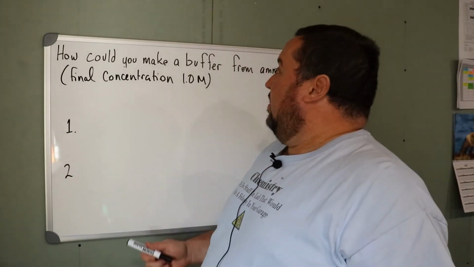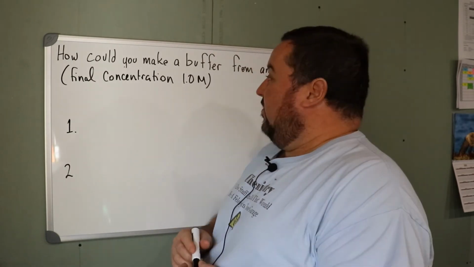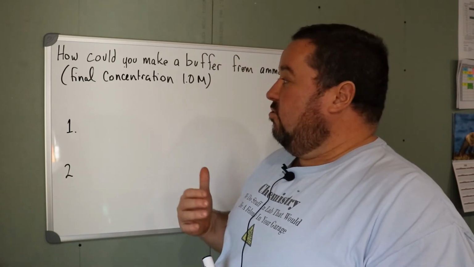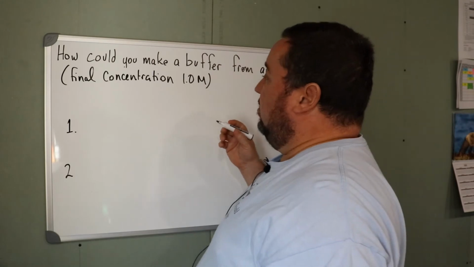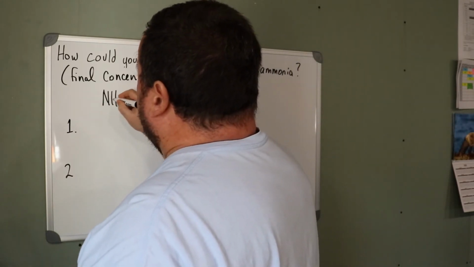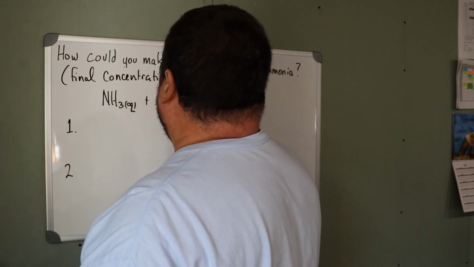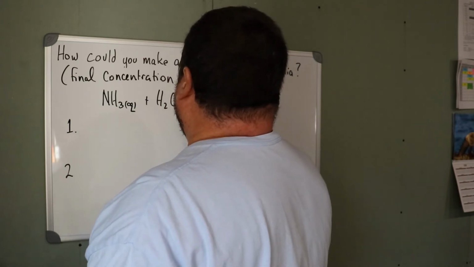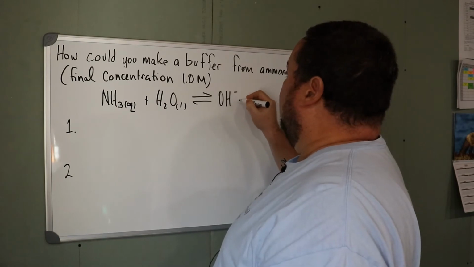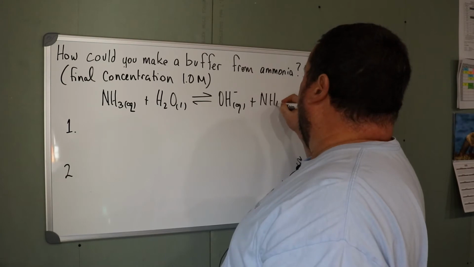This time we're going to make a buffer from ammonia, which we know to be a weak base. Once again, the approach is the same. I need a dissociation equation, and I'm going to choose to use a Bronsted-Lowry equation. So I need ammonia, NH3, reacting with water in equilibrium with OH negative and NH4 plus.